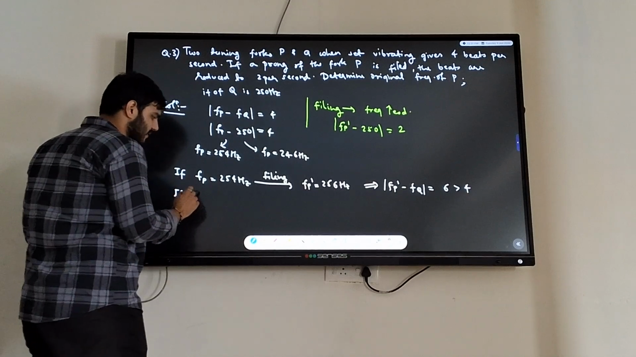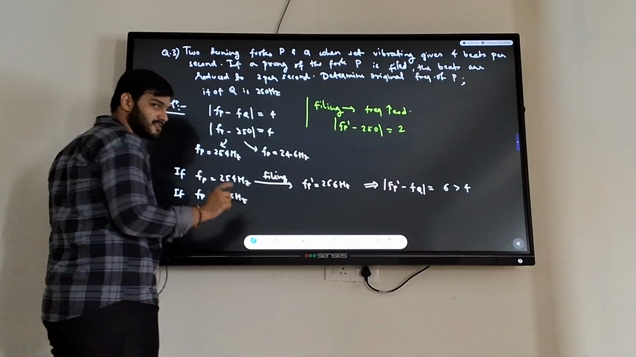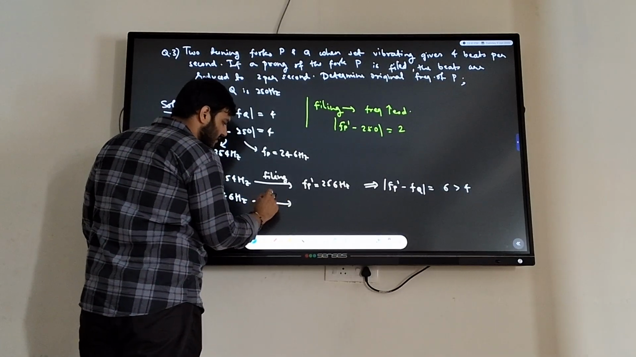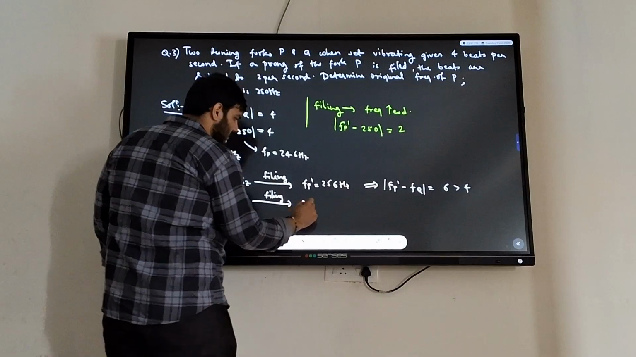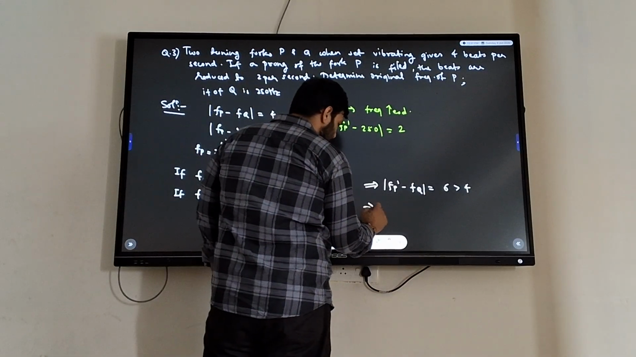But if you take Fp to be 246, then you can see there is one single possibility that exists, that under filing this becomes 248. And when it does, then what is the beat frequency then?